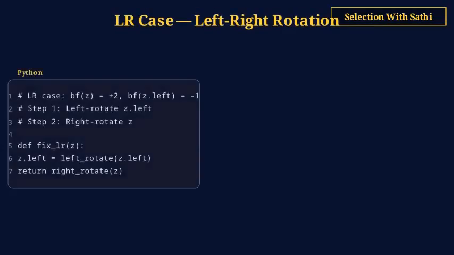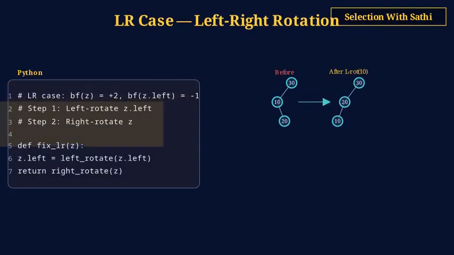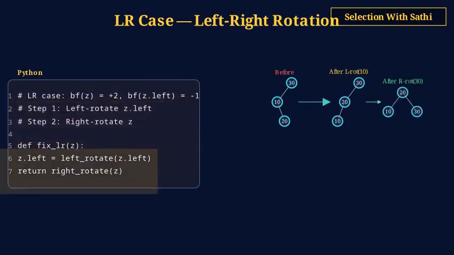The LR rotation handles a tricky case. Node Z is left-heavy with balance factor +2. But its left child is right-heavy with balance factor -1. A single right rotation will not fix this. We need a double rotation.